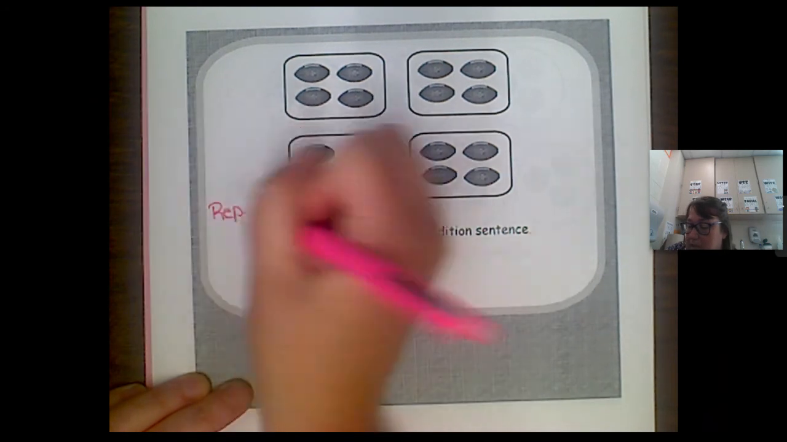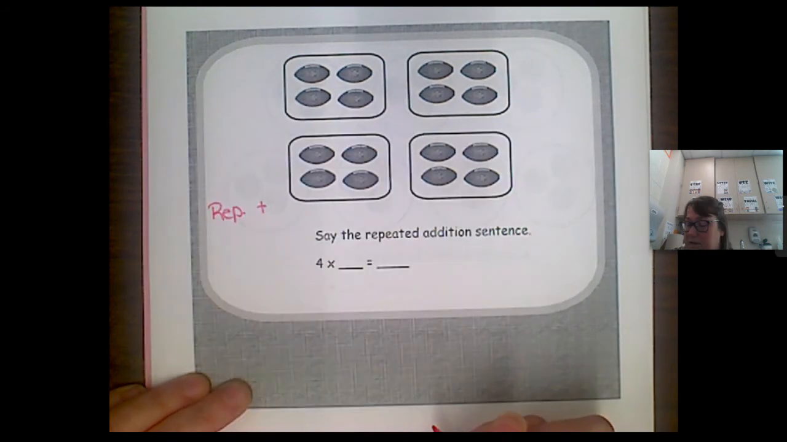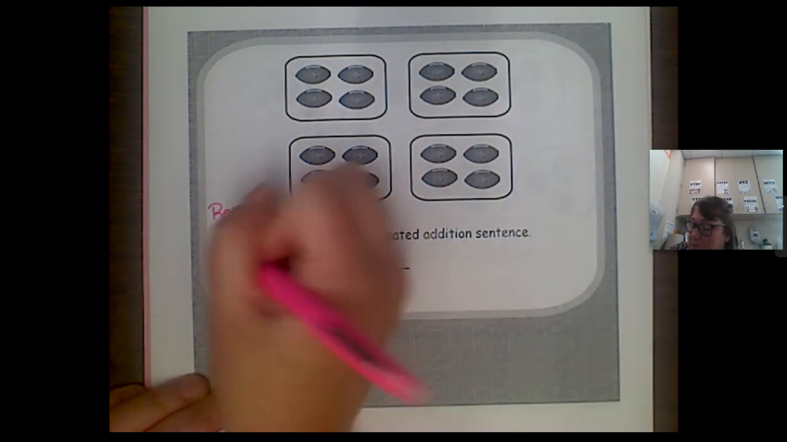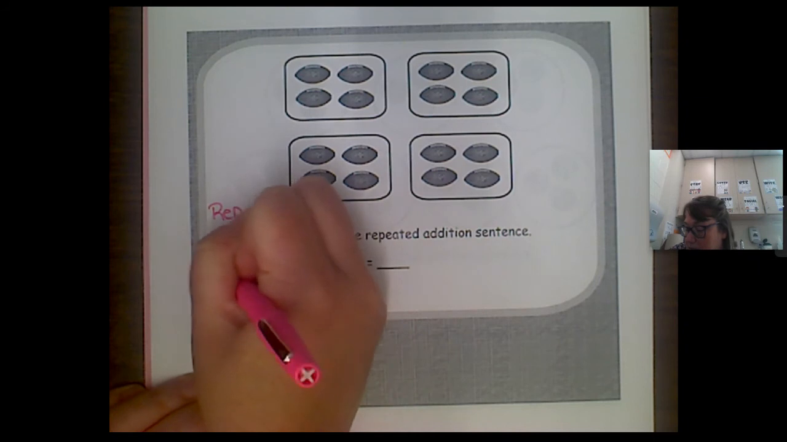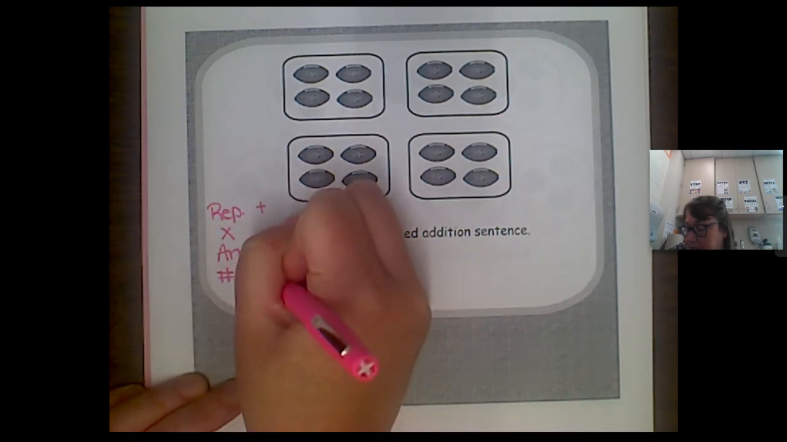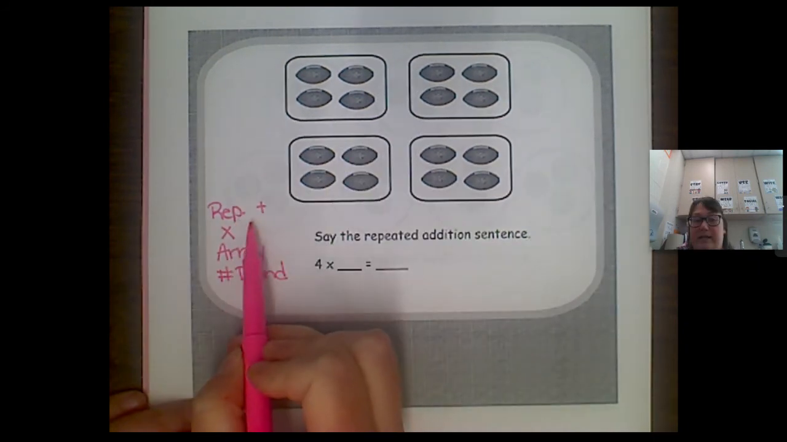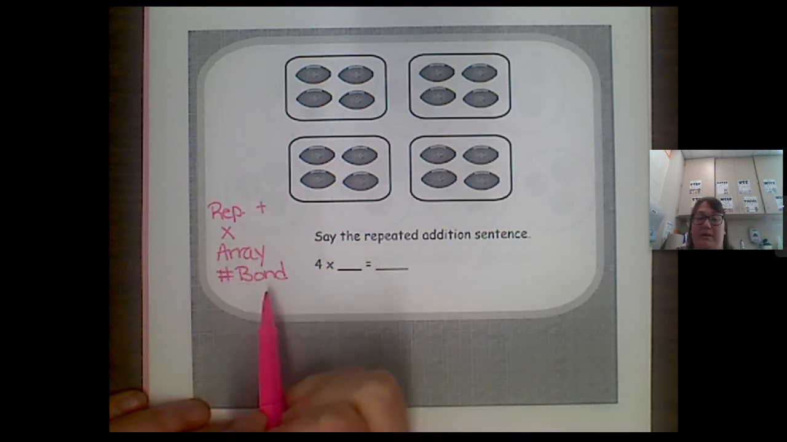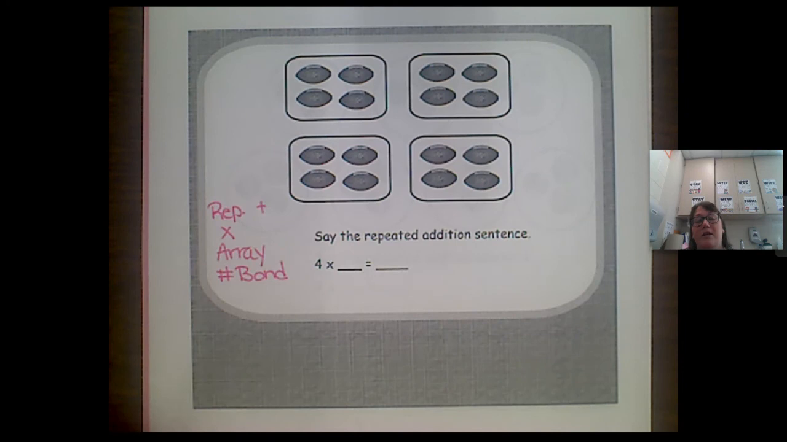So repeated addition, I'm going to put that plus sign for addition, a multiplication sentence for that one too. And then I want you to make an array and a number bond. Remember that hashtag symbol stands for number. So write me a repeated addition sentence, a multiplication sentence, an array, and a number bond. Okay, so you can pause it right on that screen so that you have that list there of the 4 things that I would love for you to put on your paper or your whiteboard and get to work. Okay, and when you unpause it, I'm going to be going over the answers.